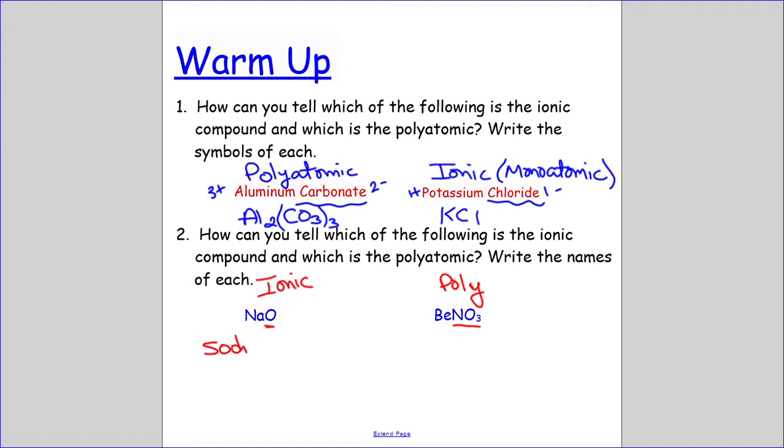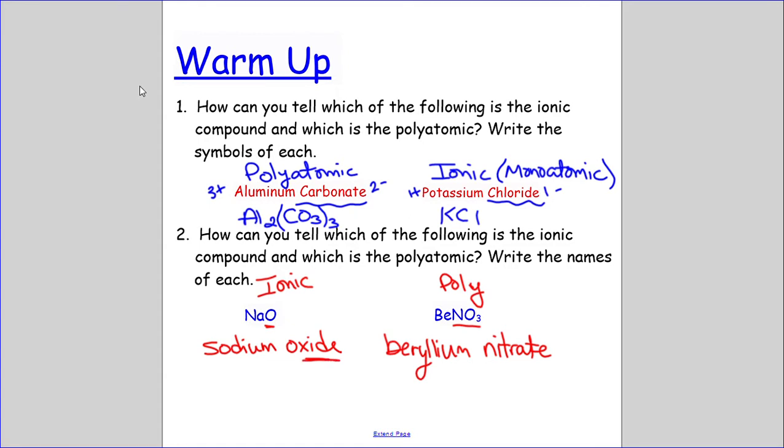This one is just going to be sodium and then oxide, and the only time I would use Roman numerals here is if I have an element that can have more than one charge, and those typically are found in your transition metal areas. In the next one, I've got beryllium, and I have to find NO3 on my table, and NO3 is nitrate. Remember, we don't change the endings for polyatomics, they stay the way they are, and for ionic compounds, we change the ending to IDE, from oxygen to oxide.